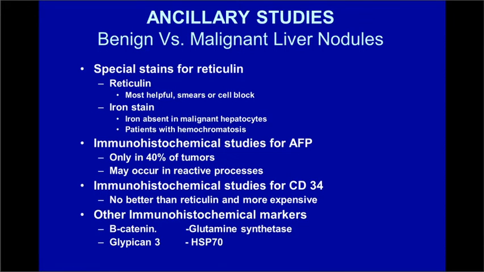So moving on, if we can't really differentiate well-differentiated hepatocellular carcinoma from a benign nodule, there are a number of ancillary studies that we can use on a cell block or core biopsy. And these include special stains, particularly reticulin and iron stain. Iron stain is most useful if the patient has, for example, hemochromatosis. Reticulin is very useful on smears or cell block.